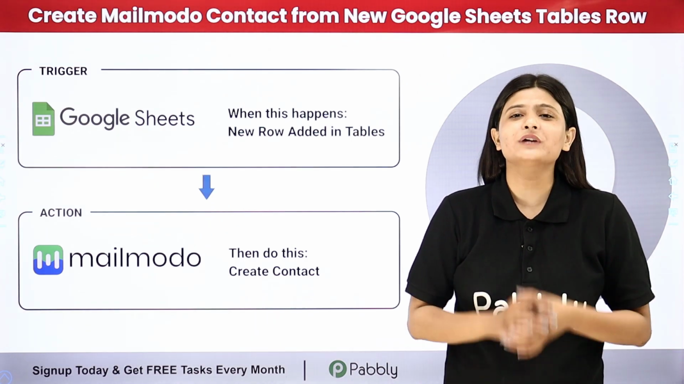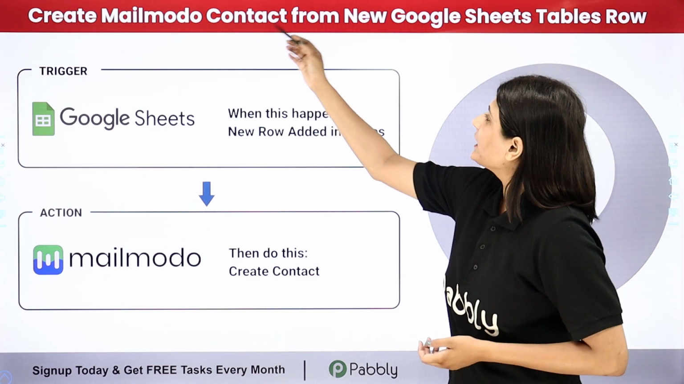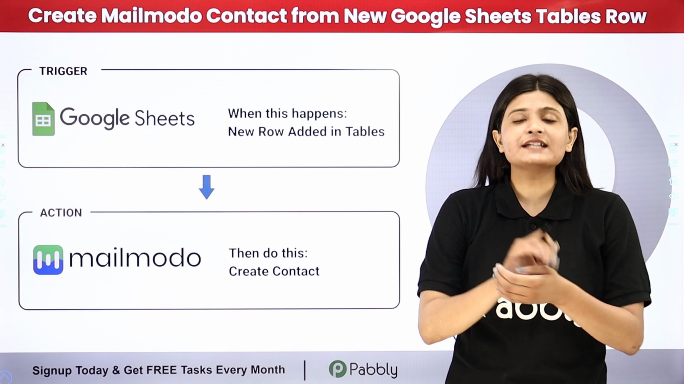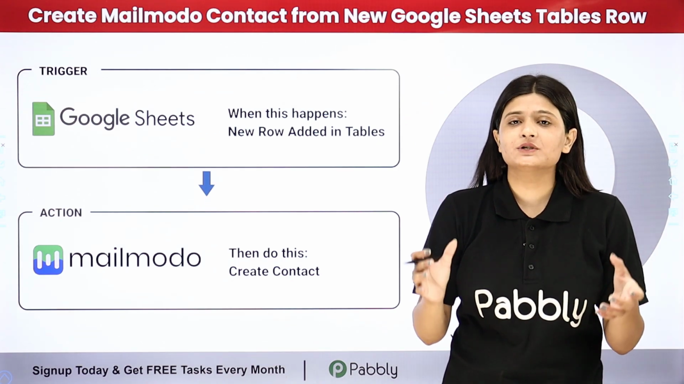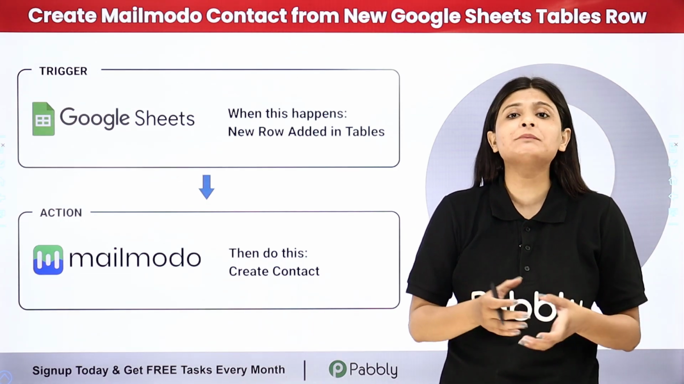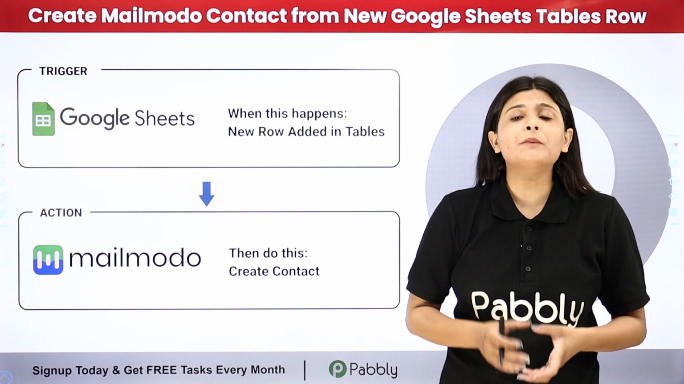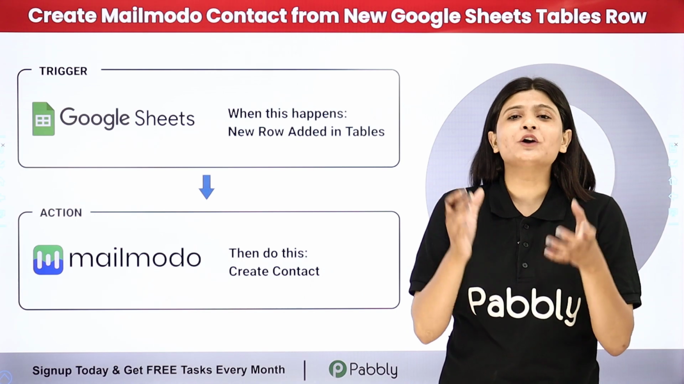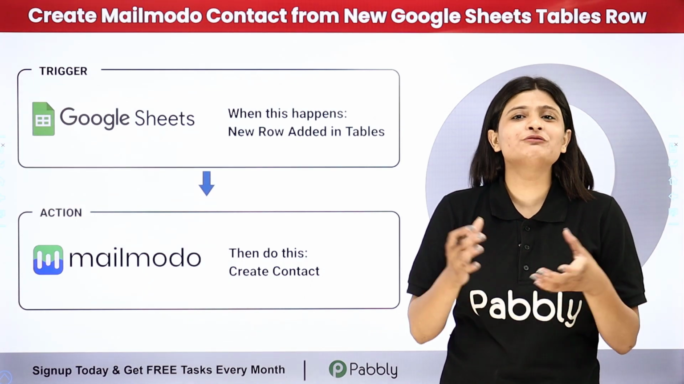So in this video, we are going to learn how to create Mailmodo contact from new Google Sheets tables row. So let's suppose you are collecting all the customers from various sources for your email marketing campaign, and then you are manually creating these as contacts in Mailmodo. But you can automate this entire process with the help of Pabbly Connect.